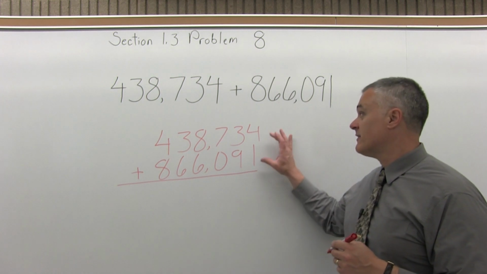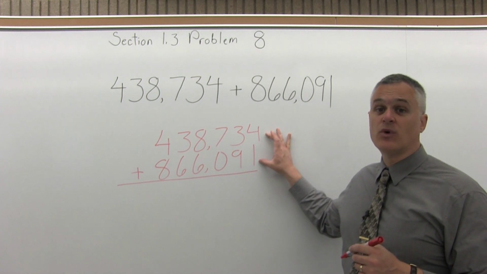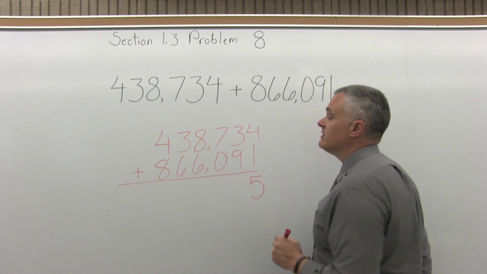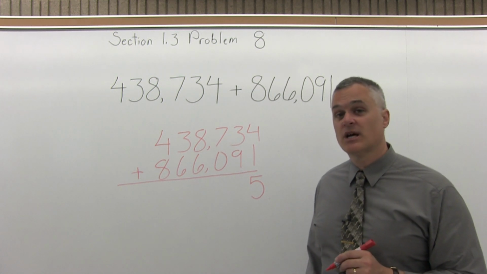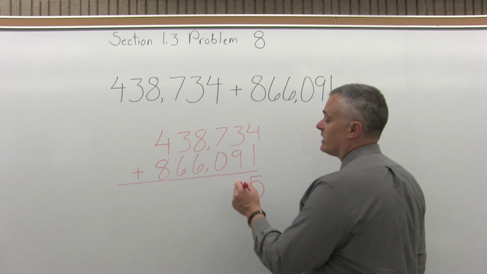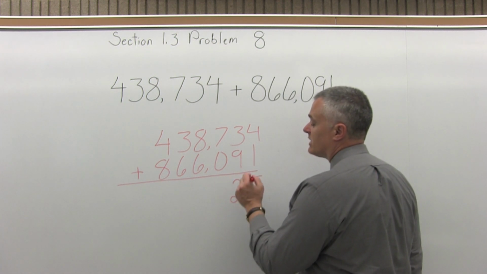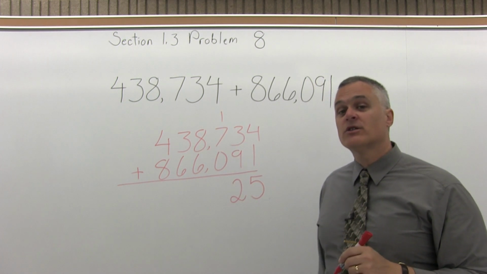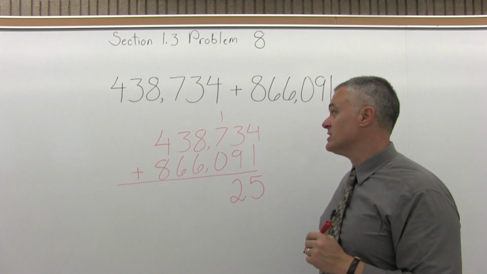So I will start at the far right column and I will add 4 plus 1. 4 plus 1 is 5. There is nothing to carry. So I go to the next column of digits and I will add 3 plus 9. 3 plus 9 is 12. So I'll write the 2 from the 12 under that column of digits, take the 1 from the 12, and carry it to the top of the next column of digits.